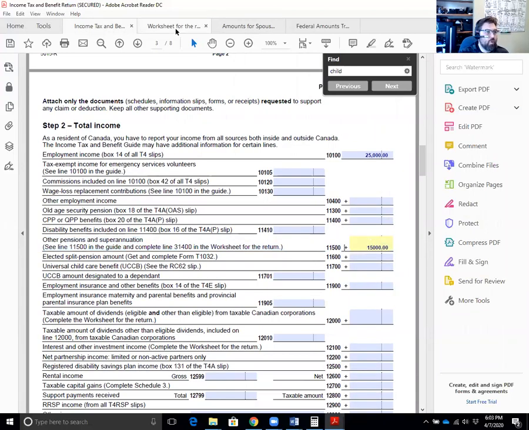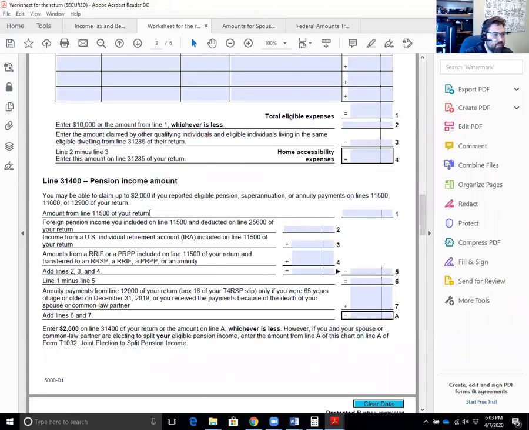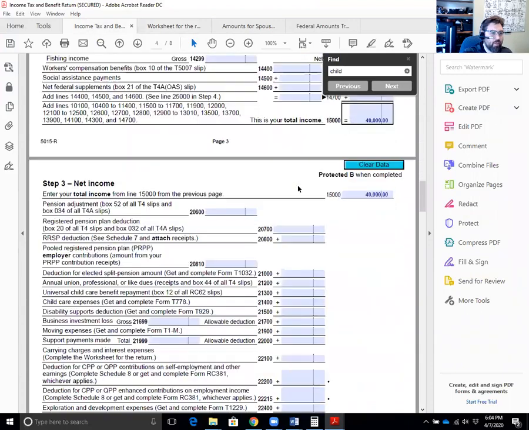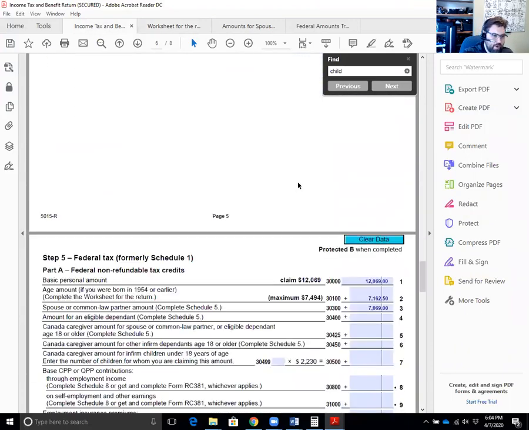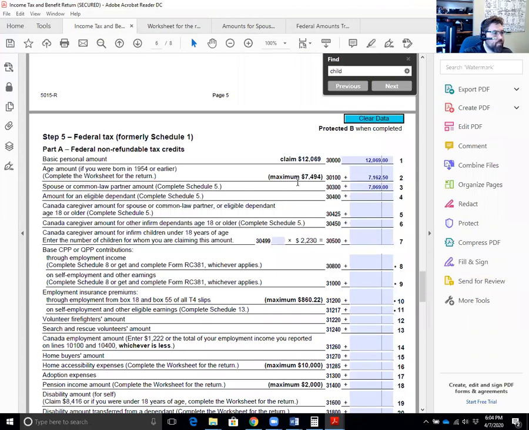So let's go back to our worksheet and take a look at this amount. Actually, where you're going to see this, if you just go line by line as well. Sorry, I'm jumping around a bit here, but if you just look down the tax credit amounts, we can just say yes or no, right? Amount for an eligible dependent. Well, our question doesn't have that, so that's no. Canada caregiver amount for spouse or common law partner or eligible dependent. That's for someone that we're looking after that's disabled. That's no.